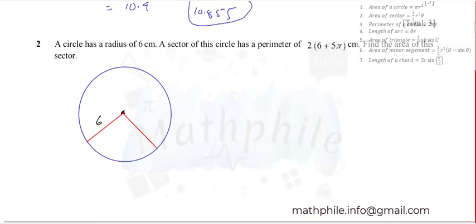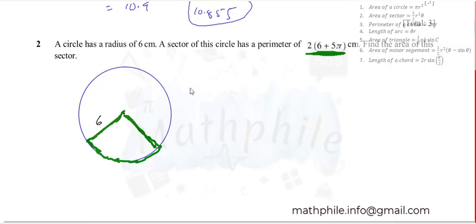So if you are considering this length, let me do it in a different color. So this length, the length of the arc, and this side as well. This is what we're told is giving us 2(6 + 5π). So that is the perimeter of the sector.